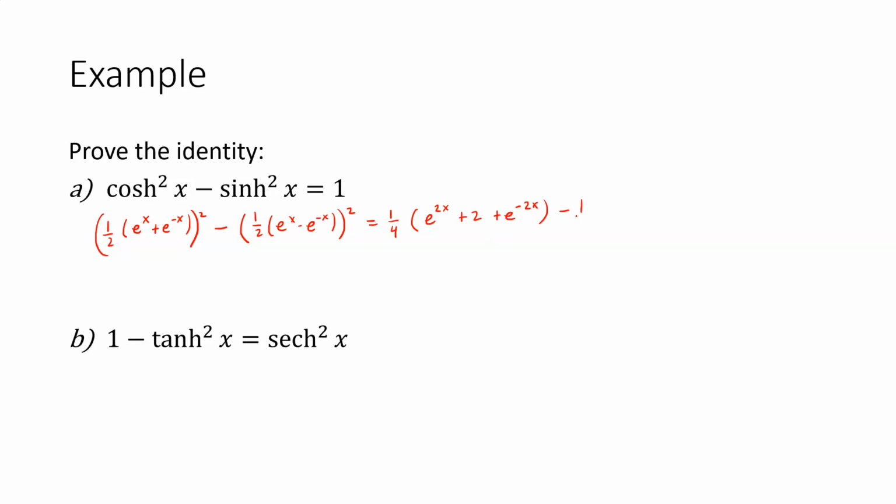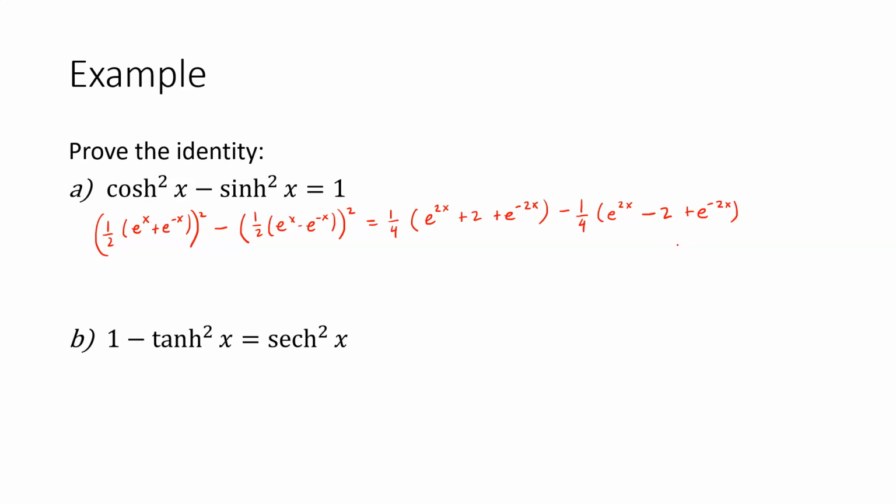And then minus, here again, 1/4 when we square 1/2, and then foiling out e to the x minus e to the negative x, we'll have e to the 2x minus 2, right? Because 2 times e to the x times e to the negative x will be just 1, and then plus e to the negative 2x.